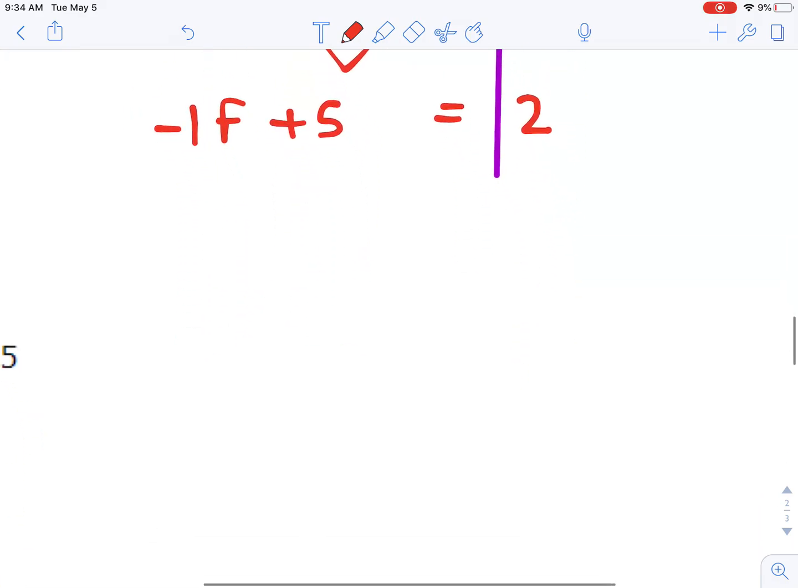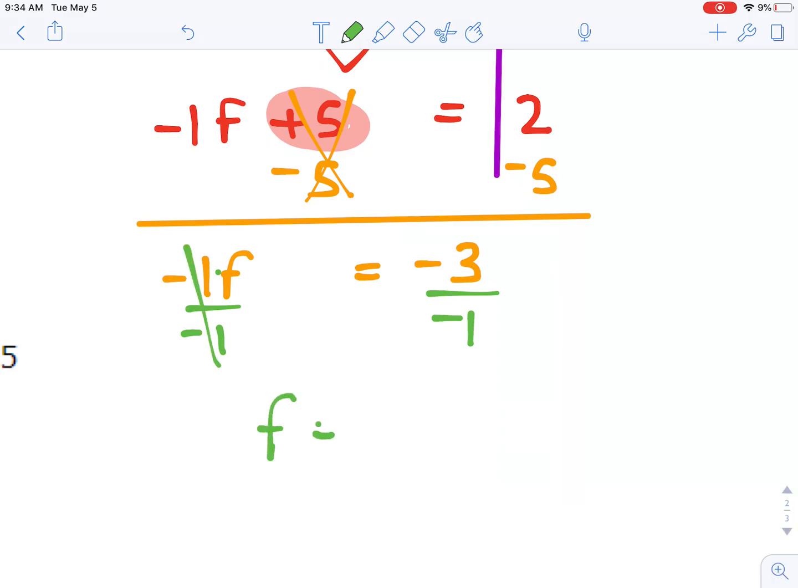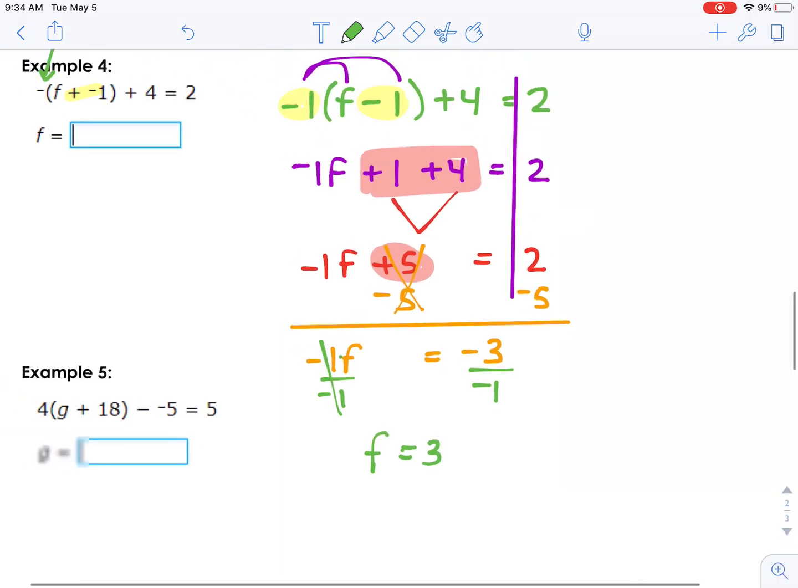Now when you move to the other side of the equal sign, that's when you do opposite operations. So if this says plus 5, now we are going to minus it to the other side. So negative 1f, those will cancel. 2 minus 5 is negative 3. To get the f by itself, we're going to undo that multiplication by dividing by negative 1. So f equals positive 3.